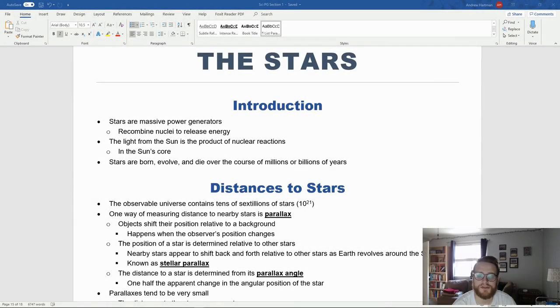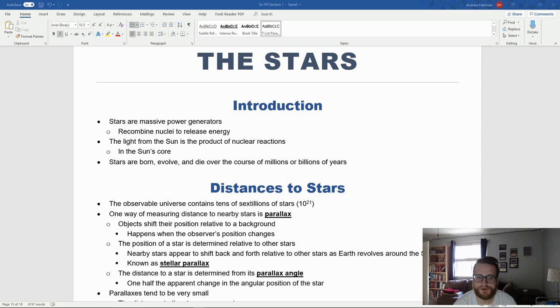This time we are starting section 2 of science, which is all about the stars. And the first couple videos here in this section are going to go over how we measure the distances to stars and how we also measure what stars are made of. So first off, what are stars?